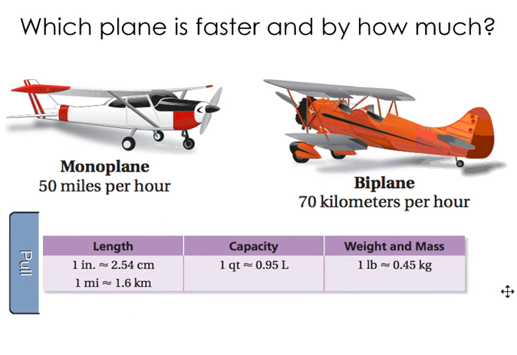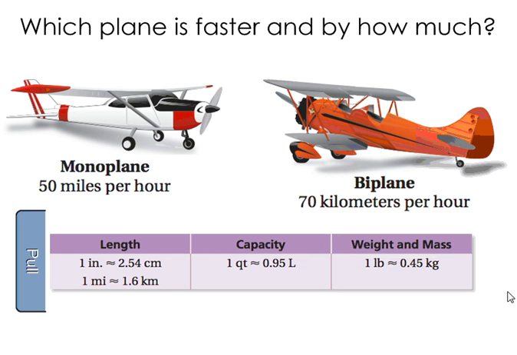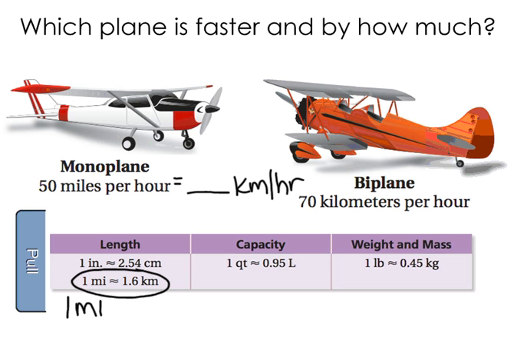So I'm going to convert 50 miles per hour into kilometers per hour. That way they'll be in the same units and it'll be easy to compare. So as before, I'm looking for miles to kilometers, which will be this conversion right here. So we're going to set up 1 mile over 1 6/10 of a kilometer. And the piece that we know is 50 miles. So we're going to line up 50 miles with 1 mile and a variable in the other place.